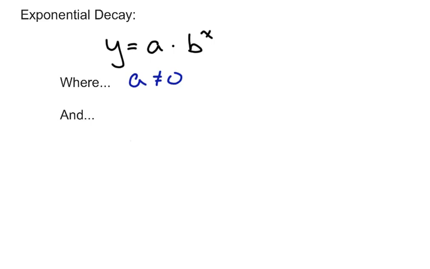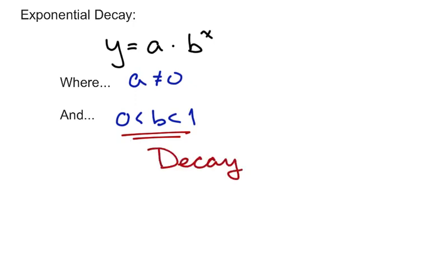And the thing about a is it still can't equal 0. It can be any other number, positive, negative, decimals, it doesn't matter. But b this time has to be positive and small, so in between 0 and 1. And it's when the base is a fraction or a decimal that's less than 1, that's what makes this function decay.